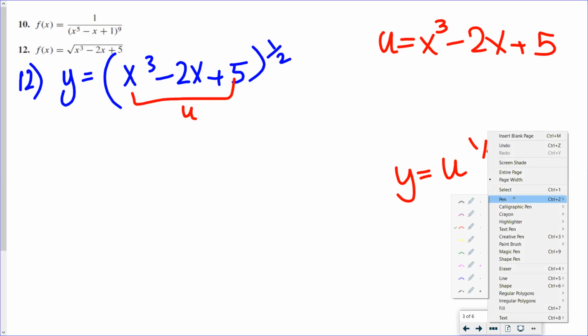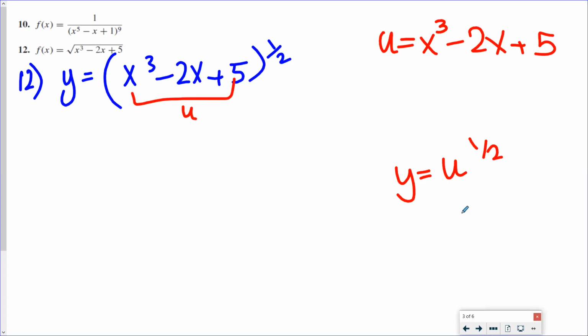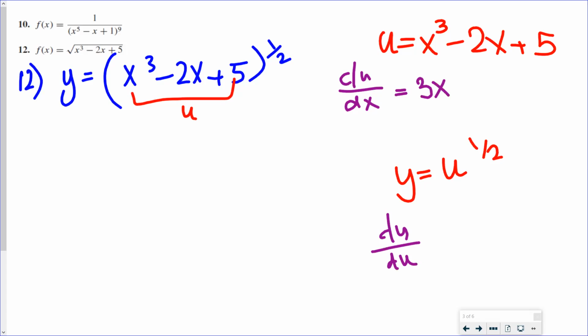Then after that, I want to find du with respect to x and dy with respect to u. Now du with respect to x means I need to differentiate this function, which is 3x squared minus 2. And dy with respect to u is half u to the power half minus 1, which is negative half.